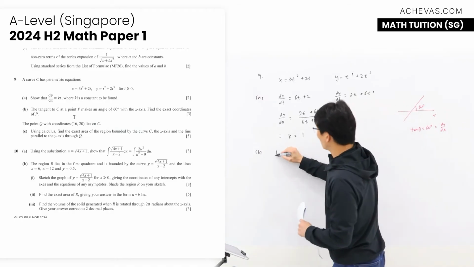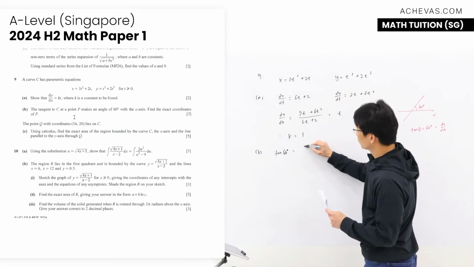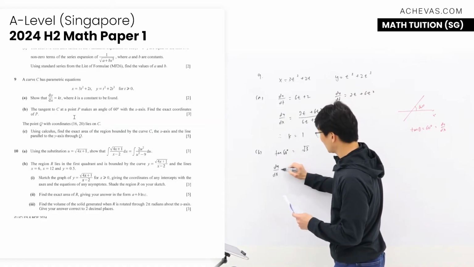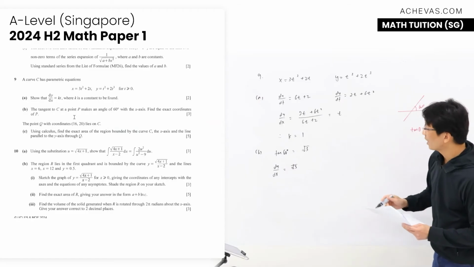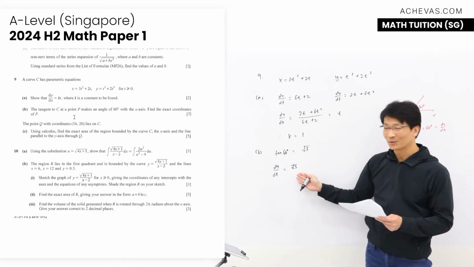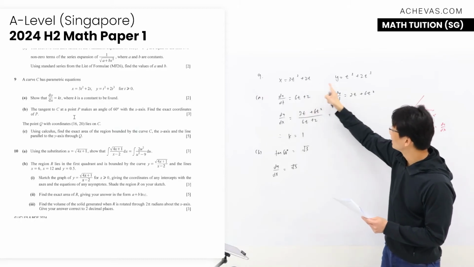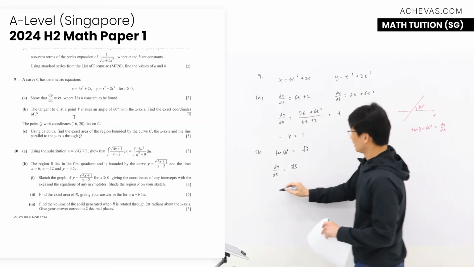Therefore, I can just write tangent 60 degrees will be equal to square root 3. And this is my dy/dx, which is equal to square root 3. This will help us to see that, in fact, the value of t is just square root 3. And with the value of t, I'm going to sub inside here and here. That will give us the coordinates that we required.